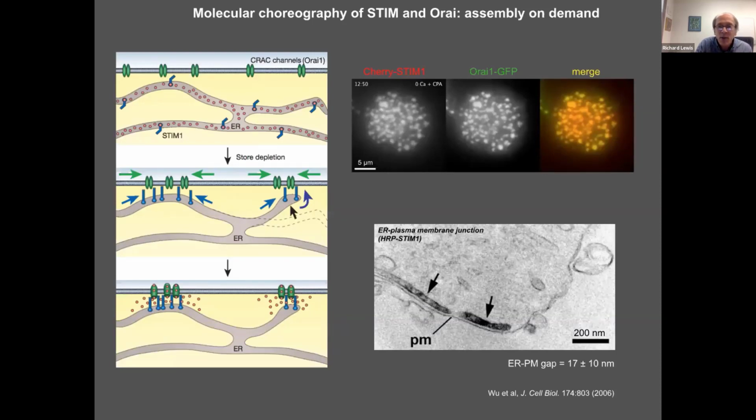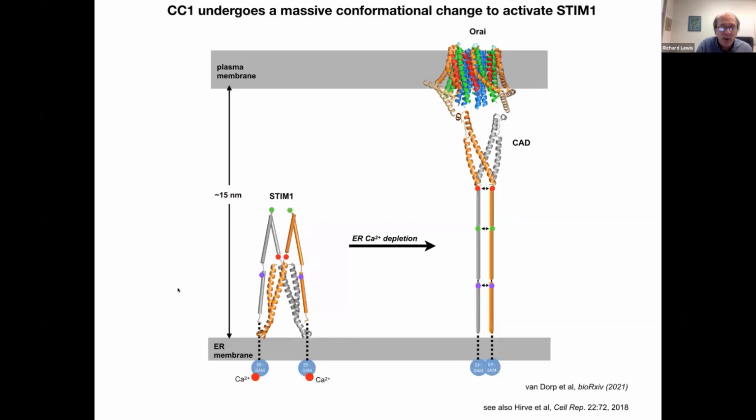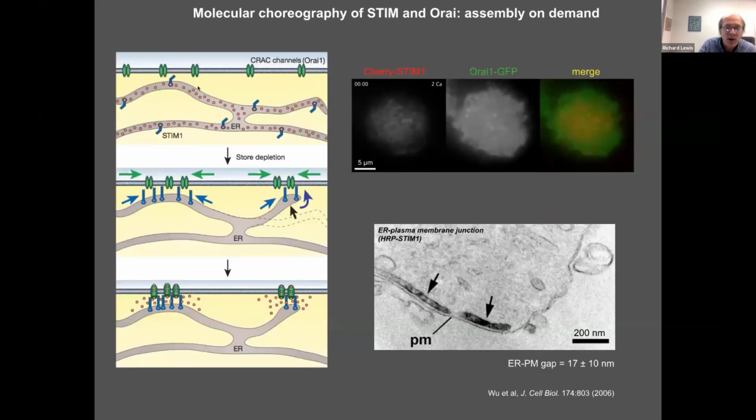So I'm not going to talk too much more about the mechanism. I'd just like to note that the linchpin in this entire process of store-operated calcium entry is the STIM protein and its transition between the quiescent and the active conformation. Once STIM becomes activated, everything else occurs autonomously by a diffusion trap mechanism.